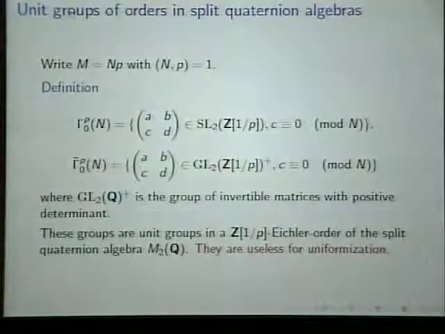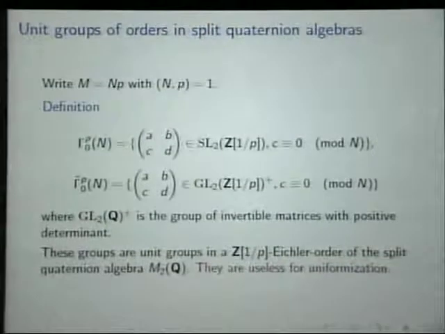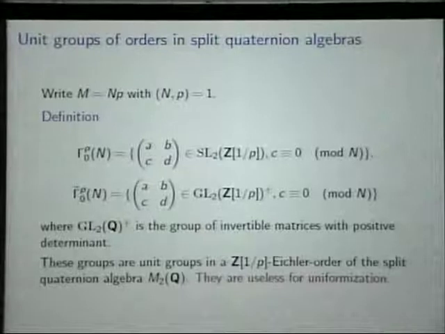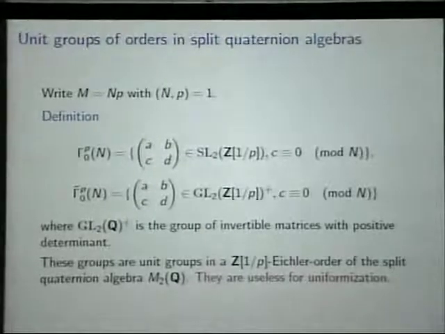The groups that come from definite quaternion algebras don't have anything like this, because they come from definite quaternion algebras. That's why those groups work. But these work in the Darmon setting. These are much more closely related to the ones you use for the modular curves.